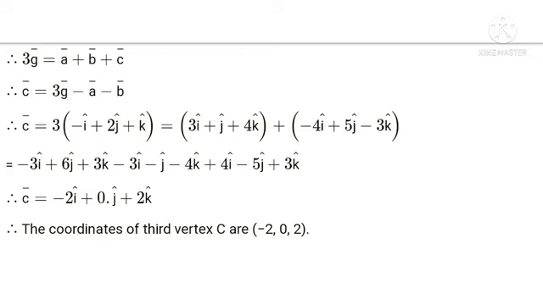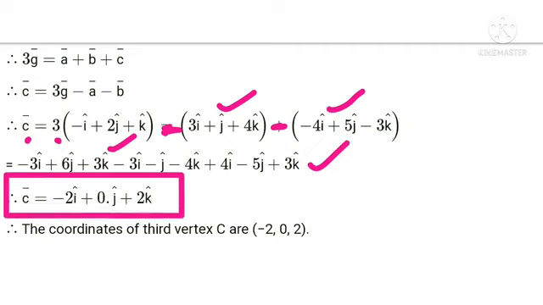C bar is equal to 3 into G bar minus A bar minus B bar. Okay, you multiply by 3 and simplify. You get the final answer as C bar is equal to minus 2 i cap plus 0 j cap plus 2 k cap. Therefore, the coordinates of the third vertex C are given by (minus 2, 0, 2).